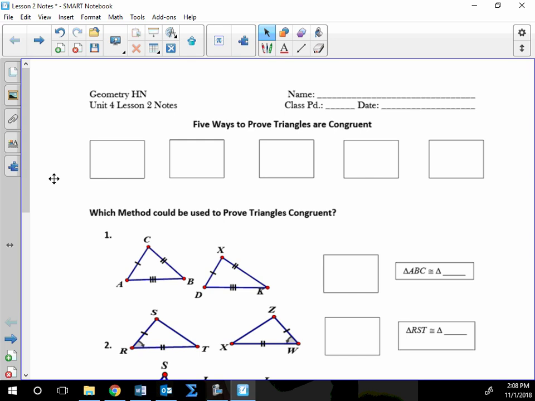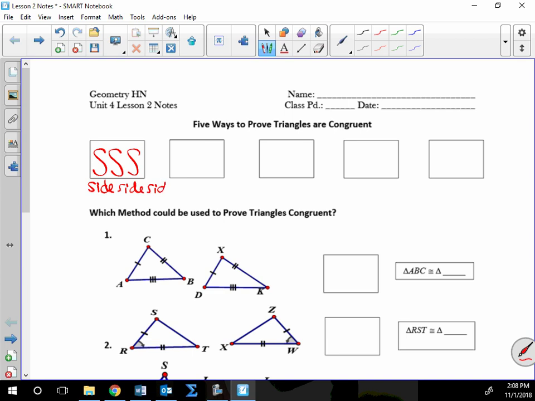Okay, our very first method is SSS. This is our side-side-side postulate. So this is technically a postulate. But again, on a proof or when it asks you to justify or write the theorem or postulate, you can just write SSS. So what SSS stands for is that if I have 2 triangles and the corresponding sides are congruent, I can automatically know that the 2 triangles themselves are congruent.